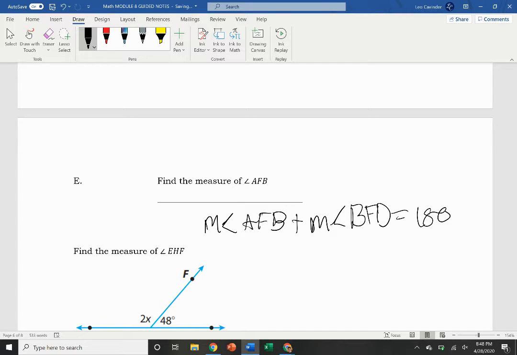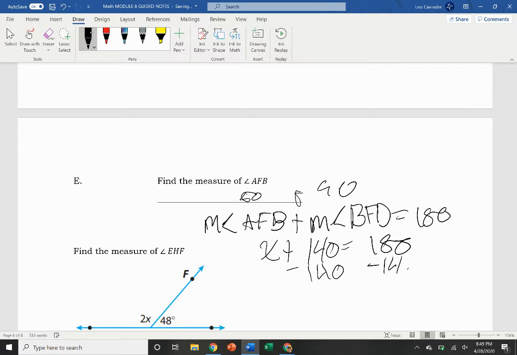And now we're just going to solve for it. So this angle right here is 50. Because we're just going to combine it, this is 50 plus 90, which gives us 140. But remember, we have to have an x. So x plus 140 equals 180. And then we're just going to solve like a normal equation. Minus 140 gives you x equals 40 degrees.